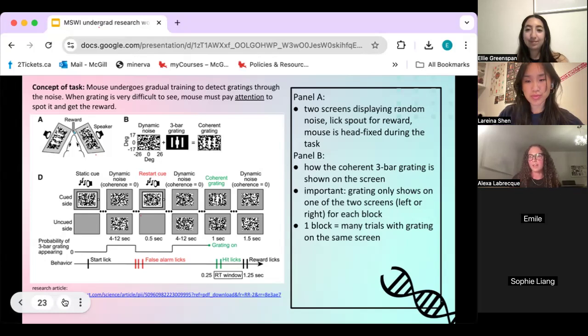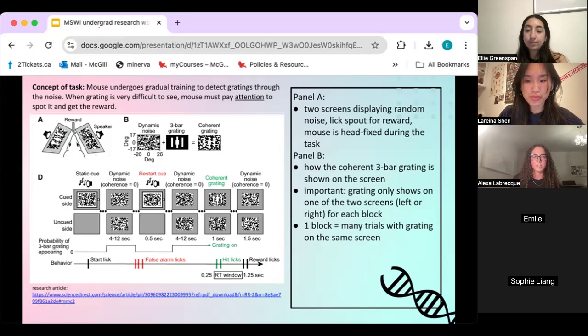So in panel A, you can see that they have two screens, one on each side of their face, and they each have dynamic noise on the screen, and only one side will have the grading appear. They do many trials, and they also do blocks. Each block will have the grading on a specific side. So they'll do, let's say, 30 trials on the left side, and then switch to the right side and do 30 trials there, so that they can record for both sides, both eyes.